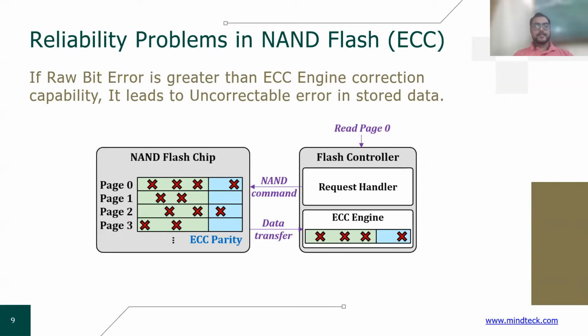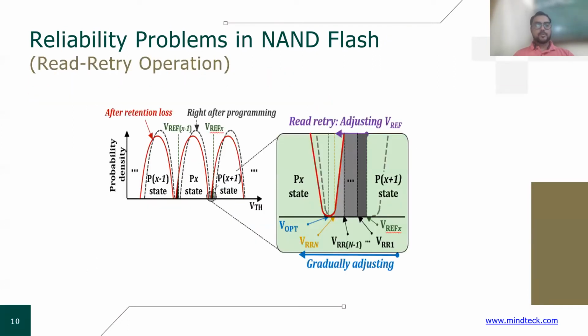Typically an ECC engine exists in the flash controller. When the SSD controller issues a read request, the request handler sends a NAND command to the NAND flash chip, which reads a page and transfers the data to the ECC engine. The ECC engine decodes the transferred data and tries to correct all the errors in the page. However, if the number of raw bit errors is higher than the ECC correction capability, it leads to an uncorrectable error in the stored data. So this is the reliability problem in flash.